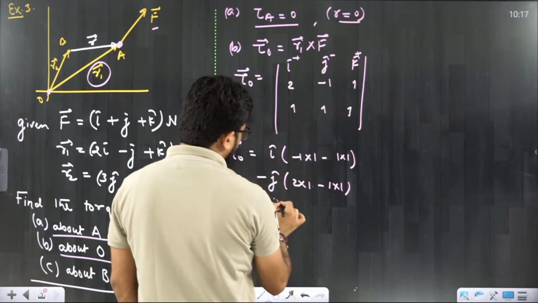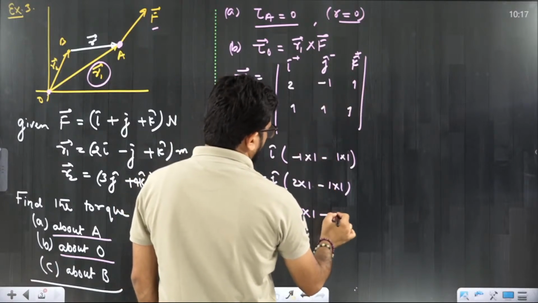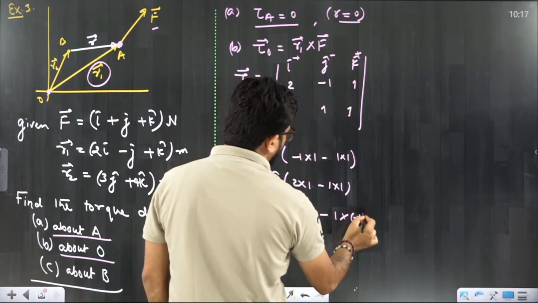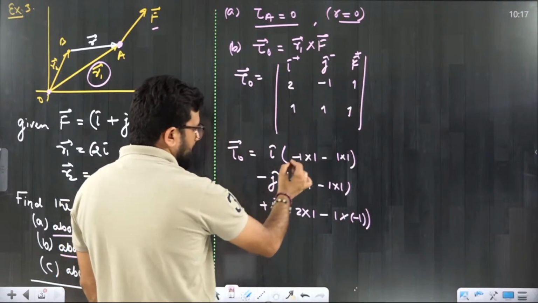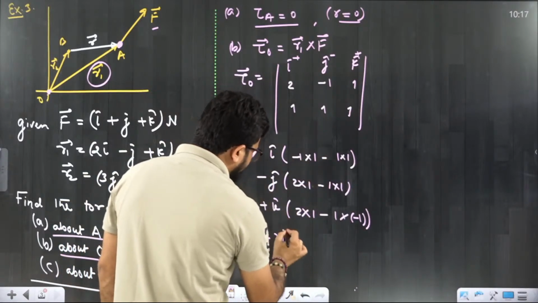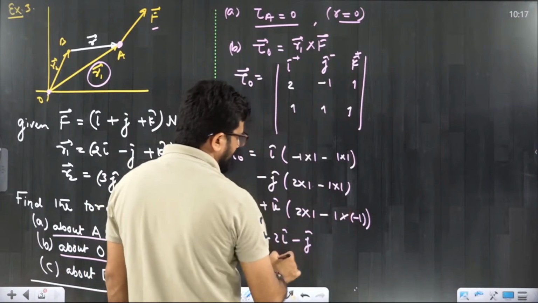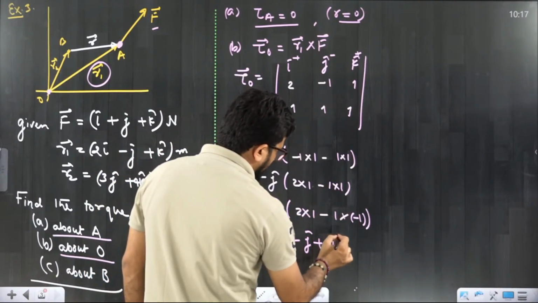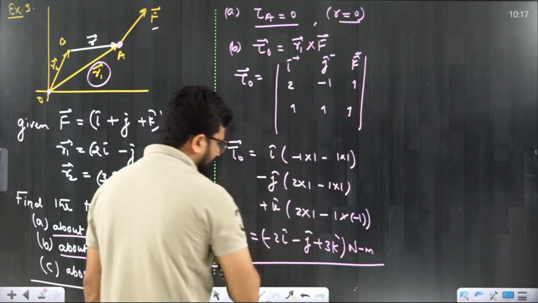Simple. K would be how much? K would be 2 into 1 minus 1 into minus 1. You can see, and the torque about O would be equal to minus 2 i cap, this would be minus j cap, and this would be 3 k cap, and this is in Newton meter. This is a very simple calculation, we can do it.